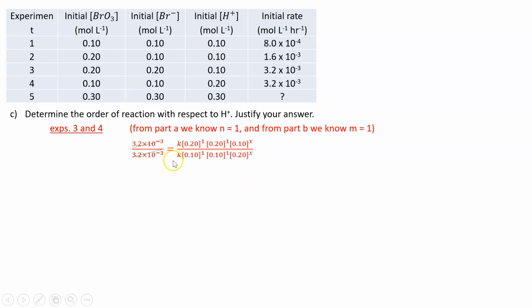Those are going to cancel out. And the rate is the same in those two, which was kind of interesting, right? K and K will cancel out. And then we will do our division with everything else. You end up with 1 equals 2 times 2 times 1/2 to the X power.